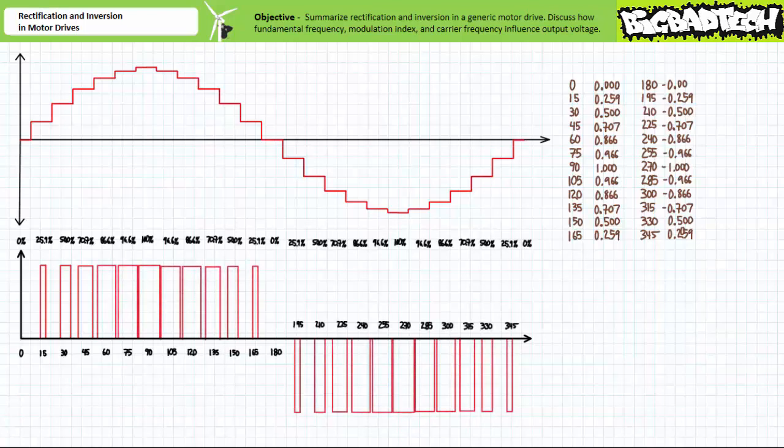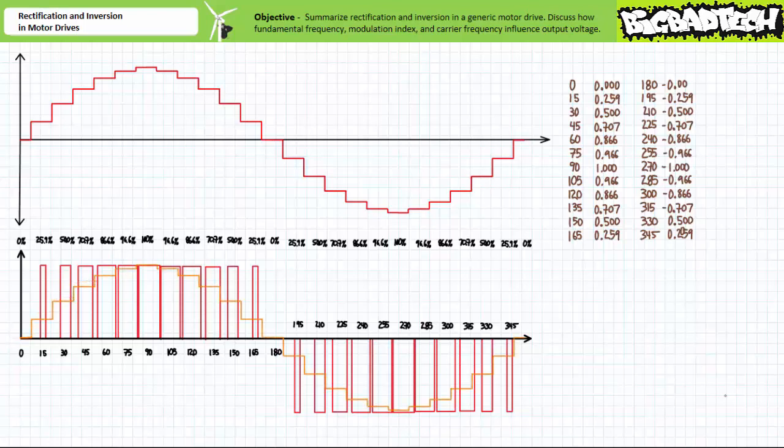When the average value of each section is calculated, taking into account the variant duty cycle, the section centered at 0 degrees would have a value of 0. The section centered at 15 degrees would have a value of 0.259 of peak value. The section centered at 30 degrees would have a value of 0.5 of peak value. The section centered at 45 degrees would have a value of 0.707 of peak value, and so on.